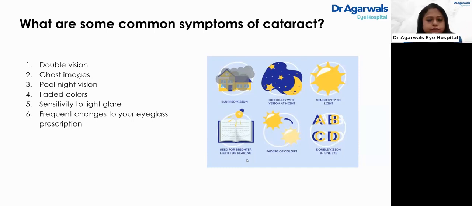Faded colors, doctor, we have a question from one of the participants. Yeah. So Neetu has asked, can cataracts happen at an early age or happens only during the old age?